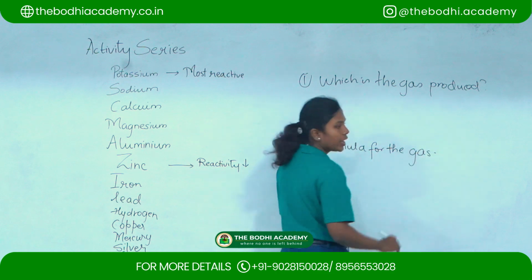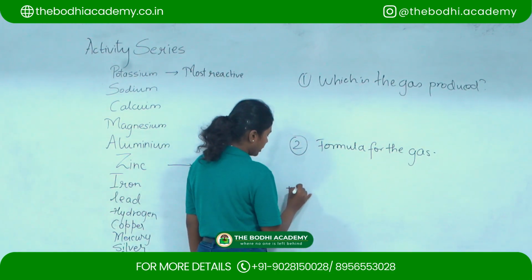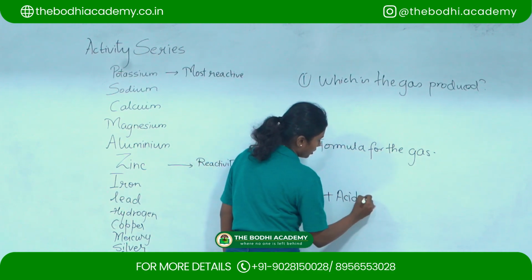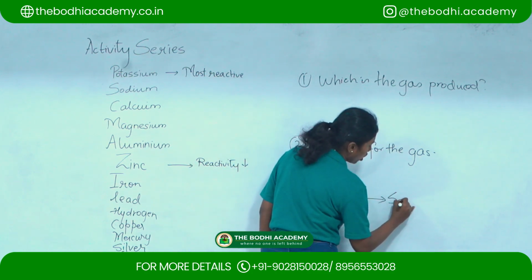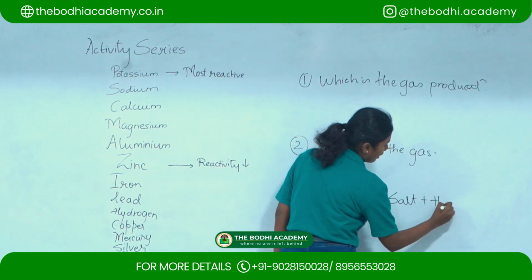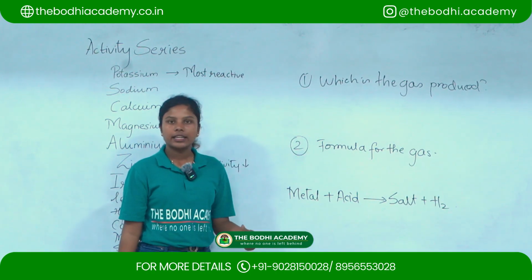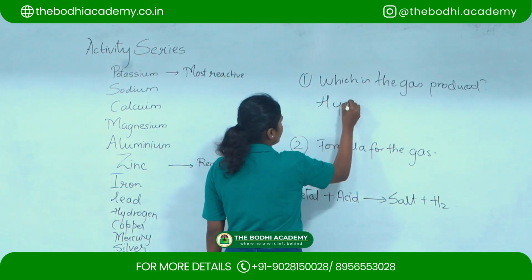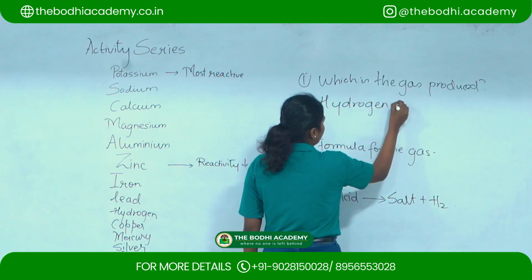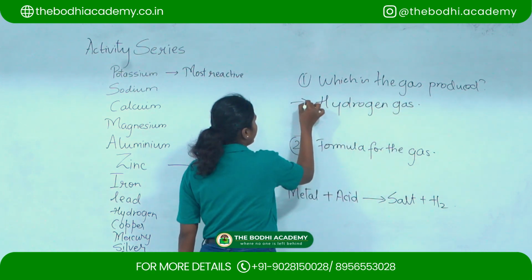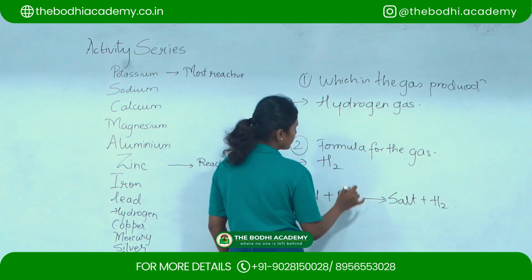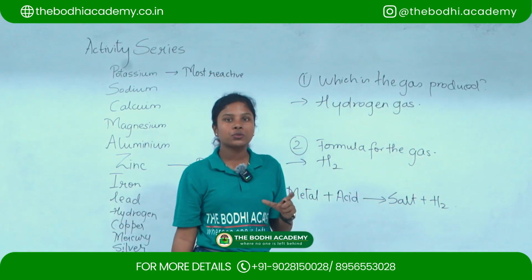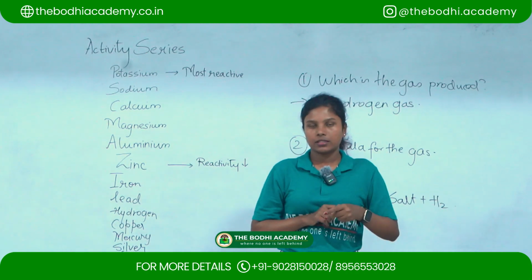We need to know that when a metal reacts with an acid, it is a basic reaction: we get a salt plus hydrogen gas that is released. Over here they have asked only to mention the gas. So in this case the gas is hydrogen gas, and its formula we write as H2. Please be careful not to write just H over here. H corresponds to hydrogen, but H2 tells us that it is a molecule of gas.